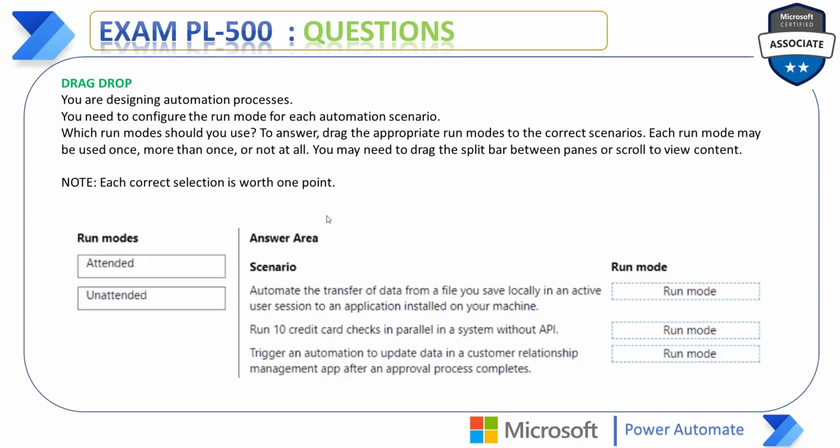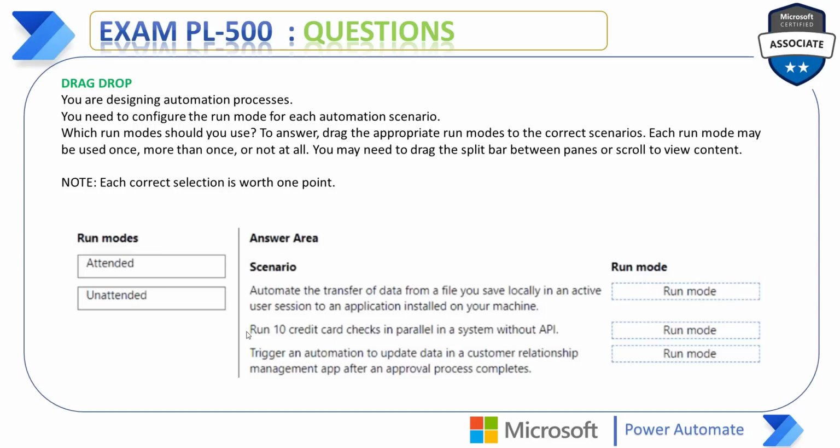Let me go back to the PL500 question once again. There you can see I have three scenarios over here. The first scenario is to automate the transfer of data from a file you save locally in an active user sign-in to an application installed on your machine. Now if you observe, this is happening on Windows and that too we have user sign-in, right? As we have seen for the user sessions, that should be in attended mode. The mode should be attended mode. That is for the first scenario.